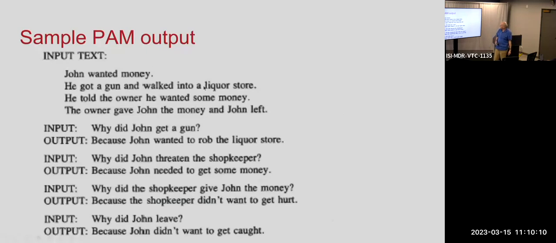John wanted money. He got a gun. He got a gun and walked into a liquor store. He told the owner that he wanted some money. The owner gave John the money and left.